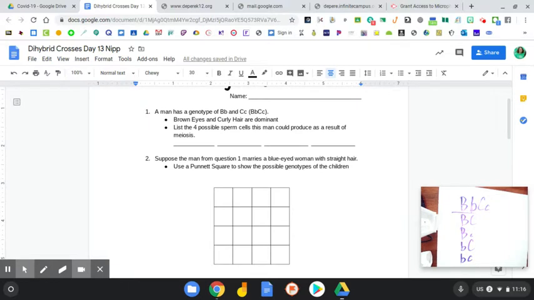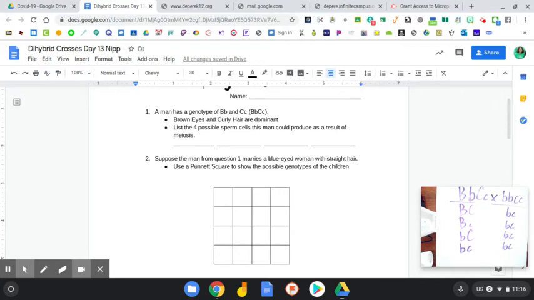Then it says, suppose the man from question 1 marries a blue-eyed woman with straight hair. Blue eyes and straight hair are both recessive. So the woman's genotype will be little b, little b, little c, little c. And so her gamete combination is going to be the same all the way down. Then what you're going to do is take these and plug those into a Punnett square.